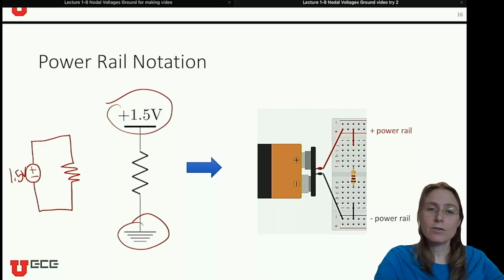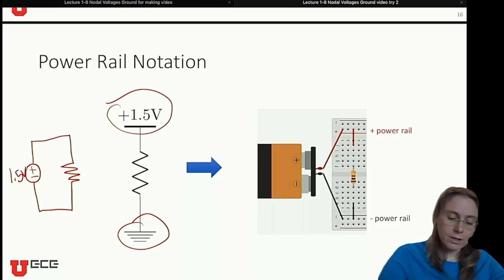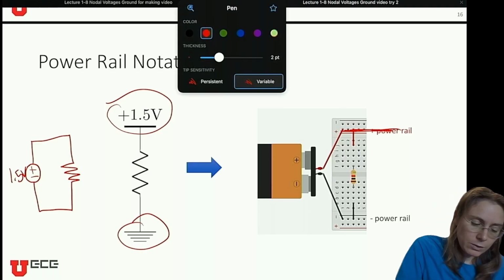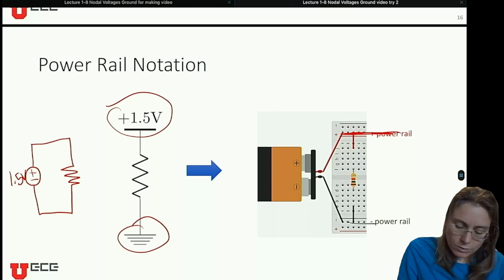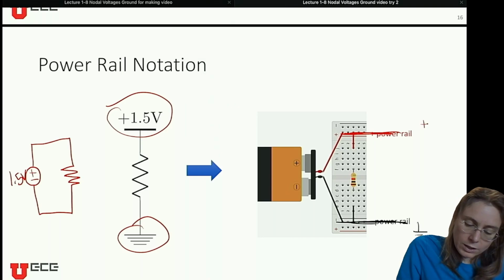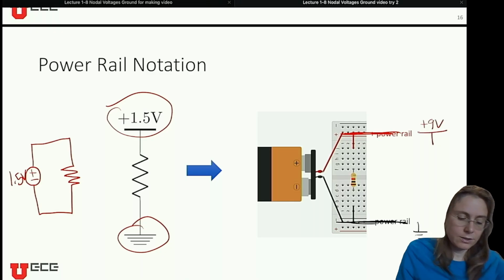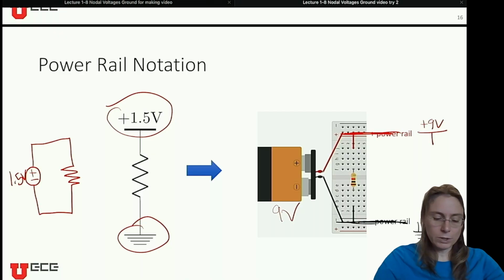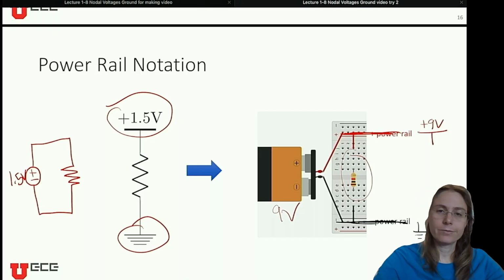This makes sense in light of our breadboards, because we were taught that we can use these rails on the side as power rails. So this one's your ground down here. And this one up here is the plus 9 volts, in this case, since we have a 9 volt battery here. And then you build your circuit here in the middle.